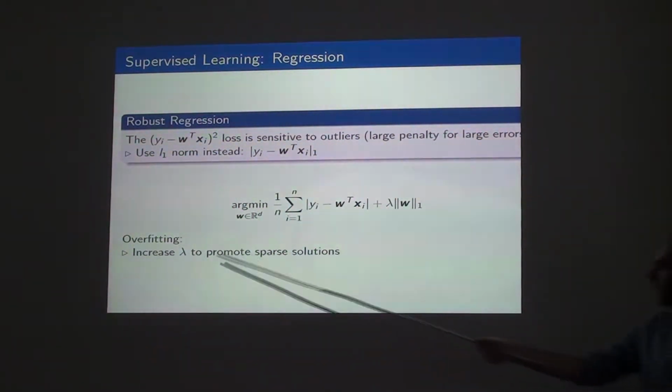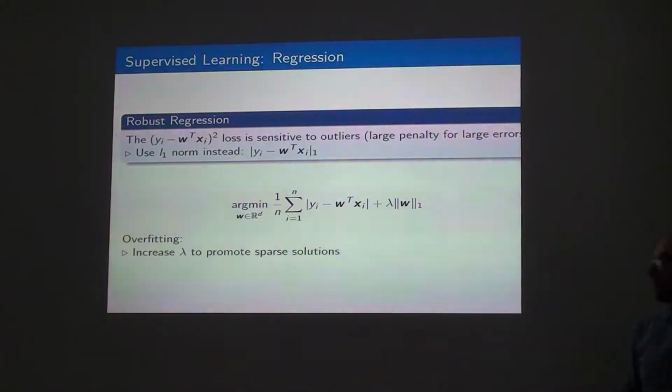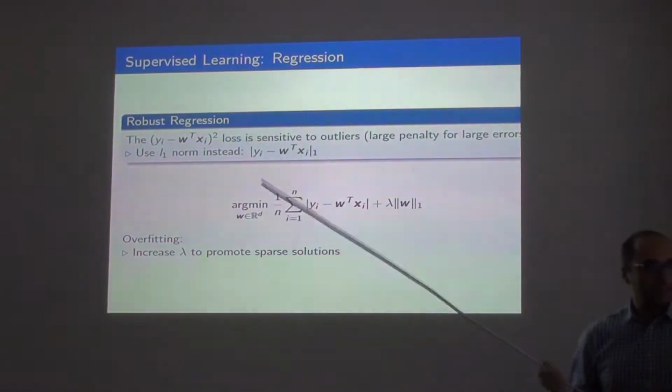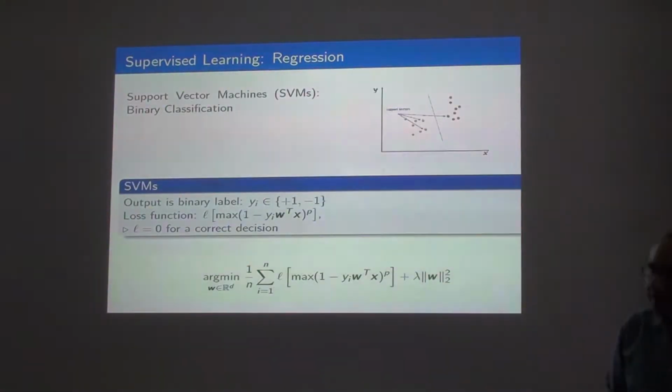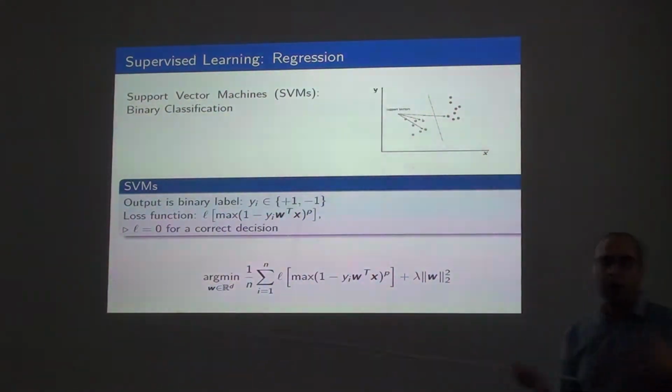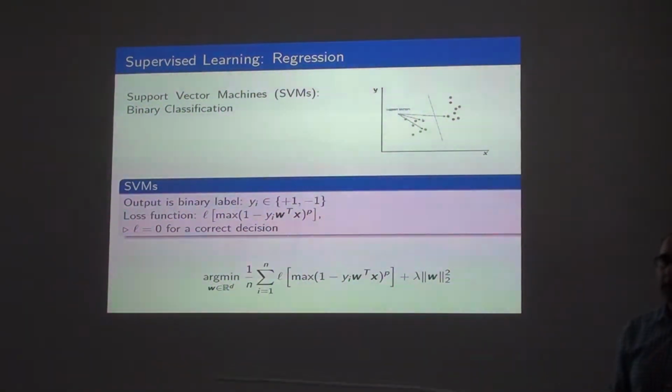And again, you can increase lambda to control overfitting in the same way that we talked about in the previous case. So as you can see, everything is kind of a special case of this original problem. We can actually think about one more instance of this problem that we talked about.